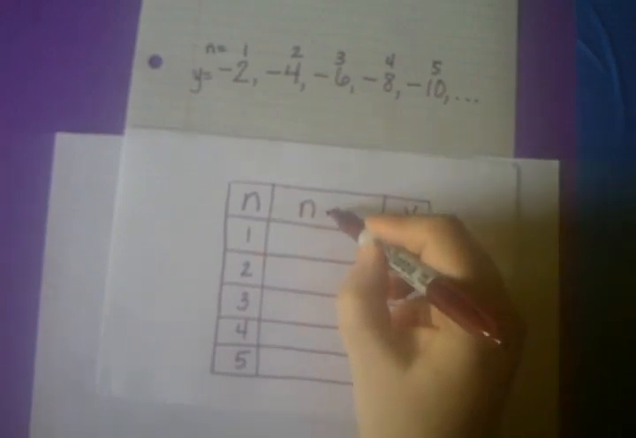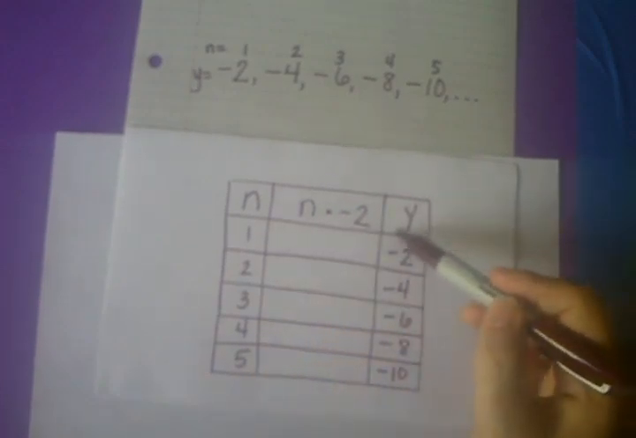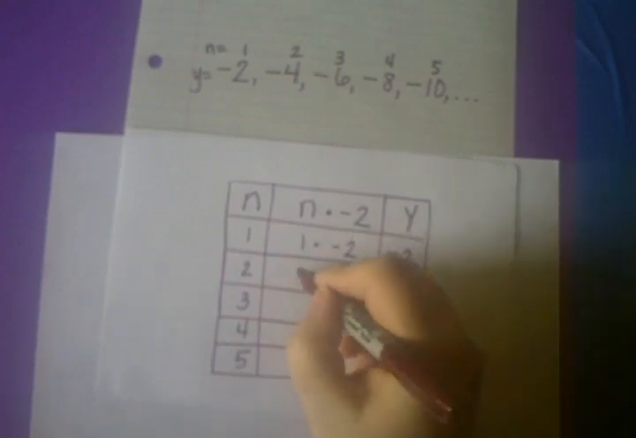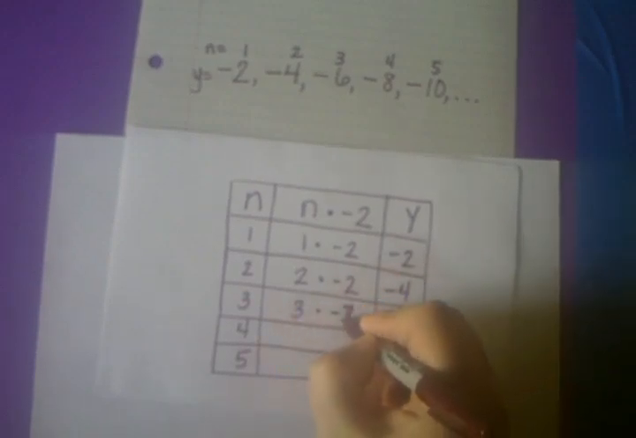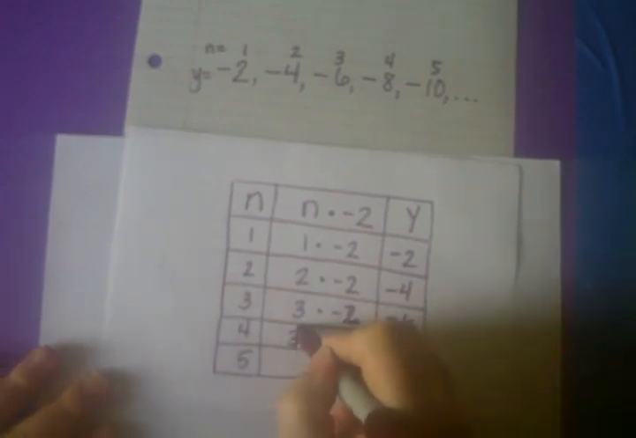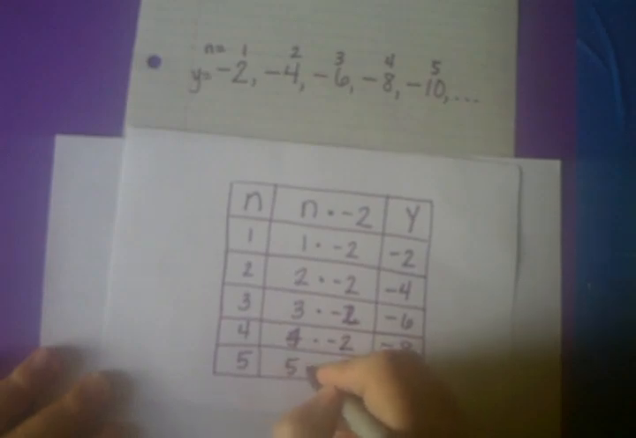So the function, or the relationship, is you take the spot and you multiply it times negative 2 to get the number in the sequence. So 1 times negative 2 gives me negative 2. 2 times negative 2 gives me negative 4. 3 times negative 2 gives me negative 6. 4 times negative 2 gives me negative 8. And 5 times negative 2 gives me negative 10.